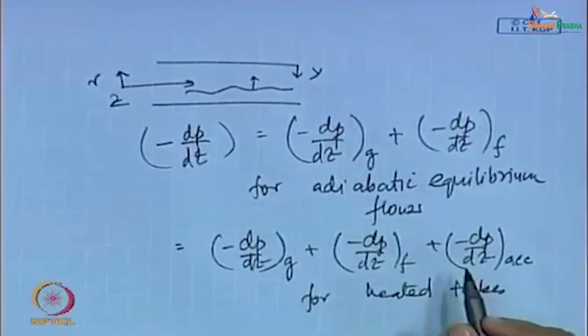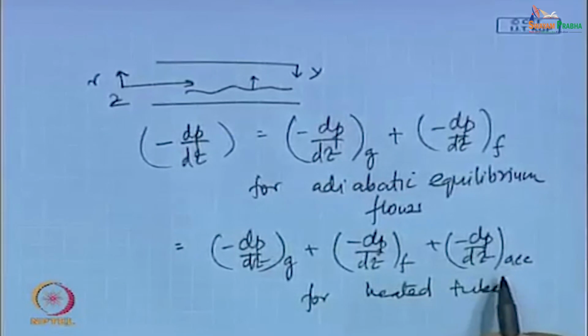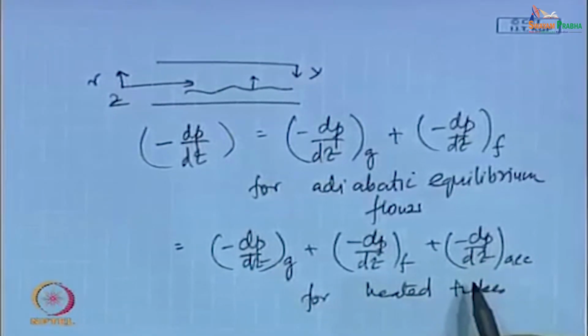Under those circumstances, either the liquid goes into the vapor phase or the vapor comes to the liquid phase. Naturally, some portion of one of the phases is either accelerated or decelerated. So, for such situations we have the acceleration pressure gradient. Whenever we are having heated tubes accompanied by phase changes, it is no longer a single phase flow situation, isn't it?